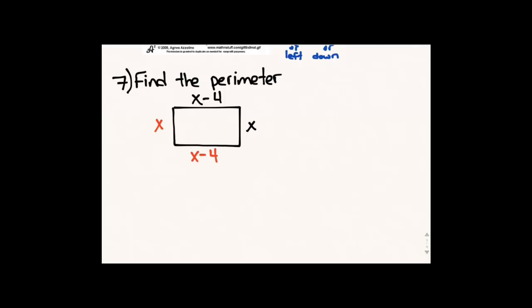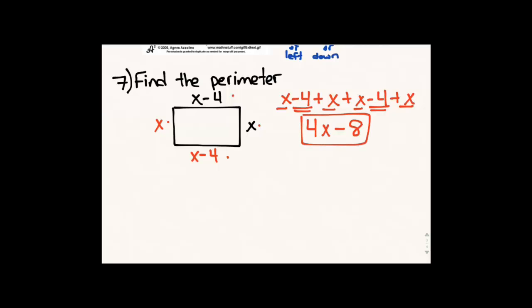So that means that if we add all four sides, we have x minus 4 plus x, that's this side and then this side, and then plus x minus 4 for the third side, plus x for the fourth side. And now we're just going to combine our like terms. We have 4 x's, so that's 4x. And then we have a negative 4 here and a negative 4 here, which makes minus 8. So that's our answer.